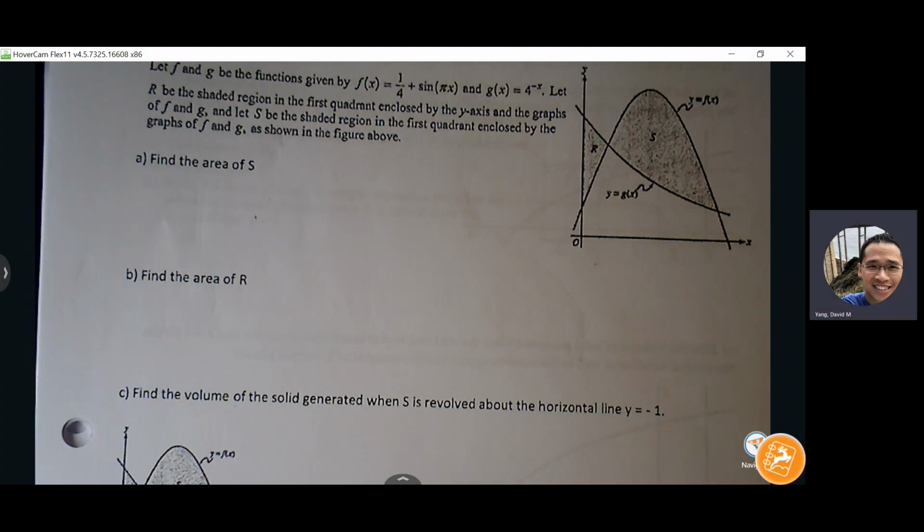All right, so R is that shaded region to the left before the intersection, and then S is the shaded region to the right. Okay, so find the area of S and then find the area of R. So we do need the calculator to find those intersections for us. So let's practice doing that.